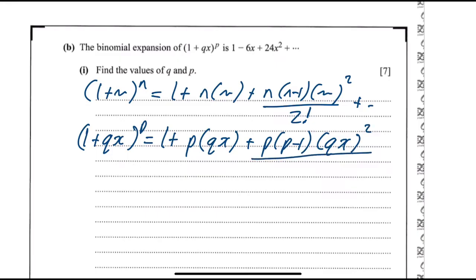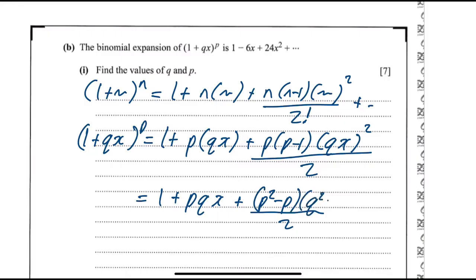And when I was doing this out, I made a mistake in this. When you're doing that out, just take care. So that's going to be 1 plus pqx, and then do this out. I just did the p times the p plus q is going to be p squared minus p, all over 2. And this is where I made the mistake. Square the q and square the x. So that thing is multiplying q squared times x squared. Okay, and go on from there.